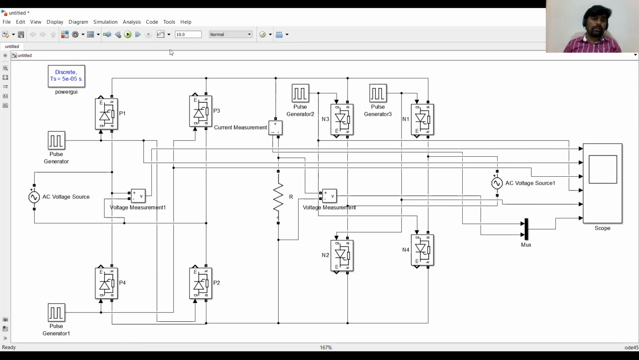Now I will run this model for 0.1 second. Right, let me see. Oh, here I can see the wave shapes. Simulation results now.